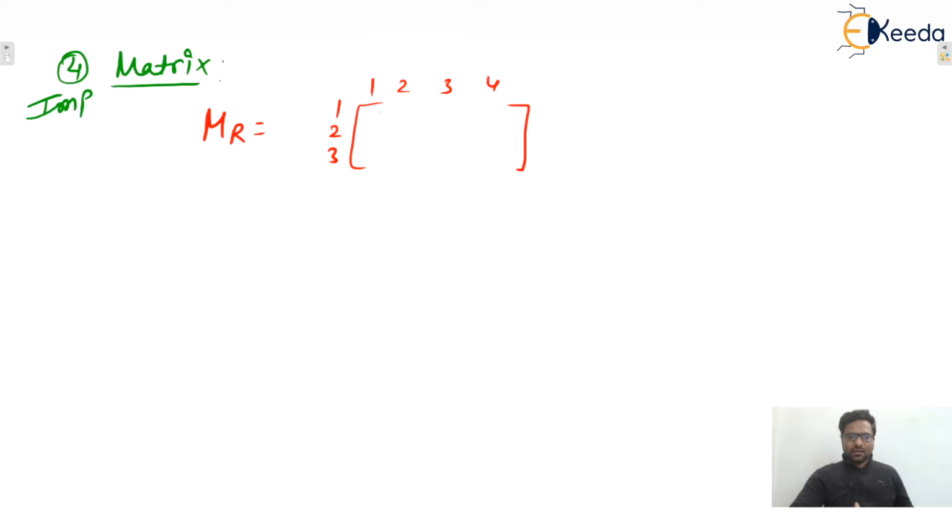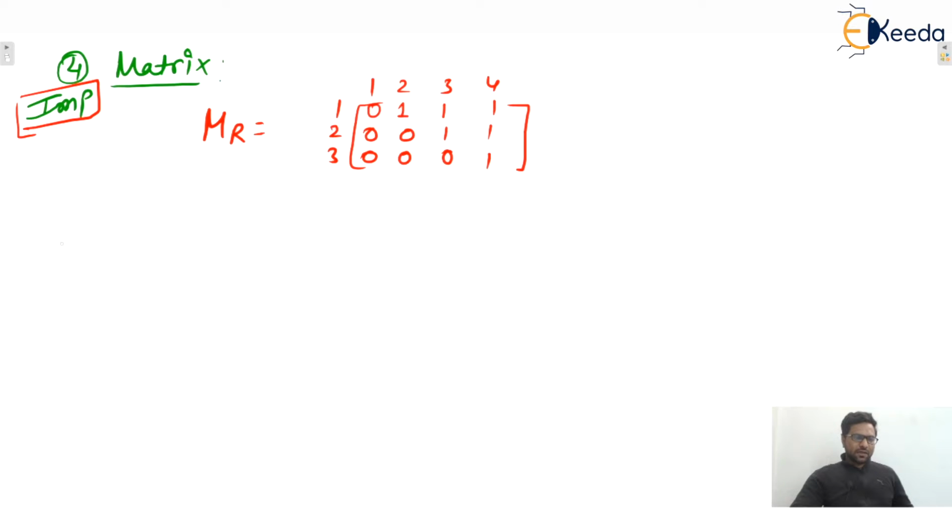In our relation, (1,1) is not present, so put 0. (1,2) is present, so put 1. That means if that particular ordered pair is present inside our relation, put the value 1, otherwise put 0. So this is also present, 1. This is not present, 1 1. This is also not present, 1. So 1 represents that this particular ordered pair is inside our relation. That is our matrix representation. I hope this one is clear to everyone.